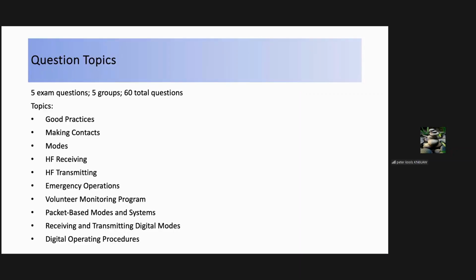And it covers a fairly broad spectrum of topics, including good practices, making contacts, modes, HF, transmitting and receiving, emergency operations, volunteer monitoring, packet-based modes, some digital mode work, and some digital operating procedures. As is the case, if you have a question, please drop it into the chat, and hopefully I will notice it, and if I don't, we'll get it at the end.